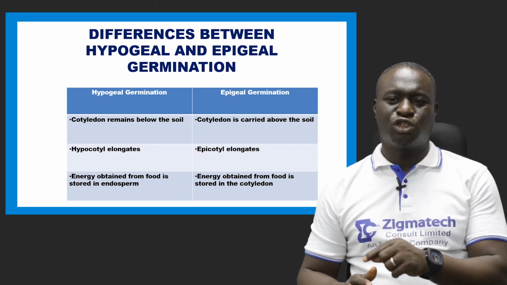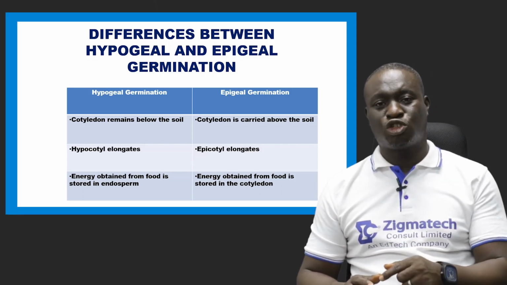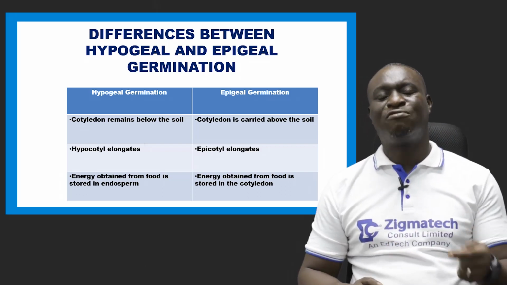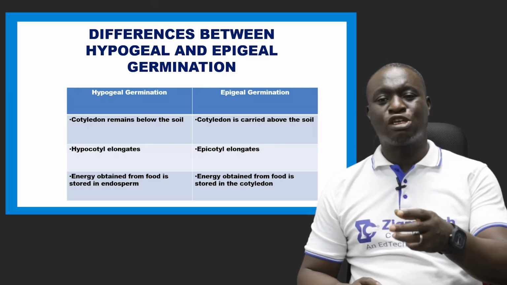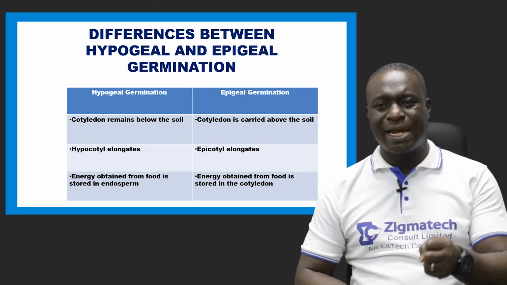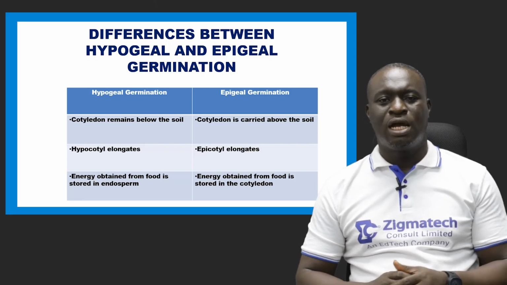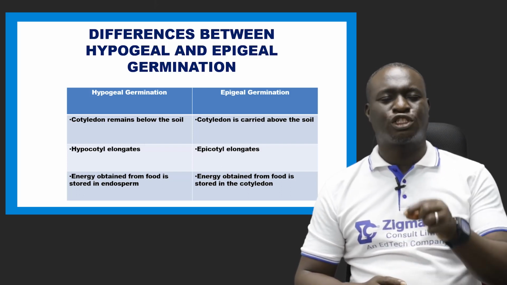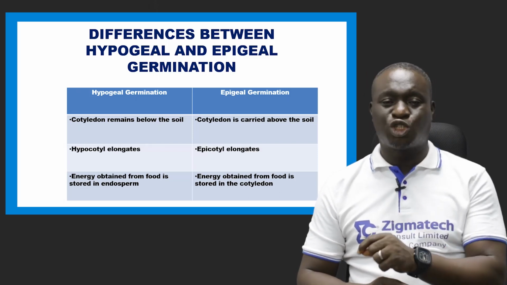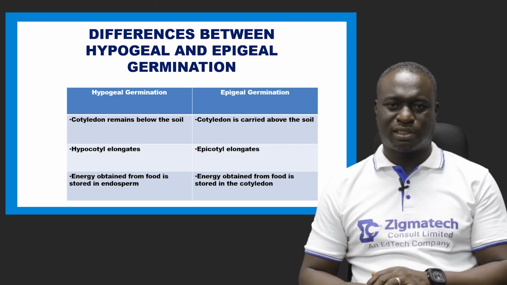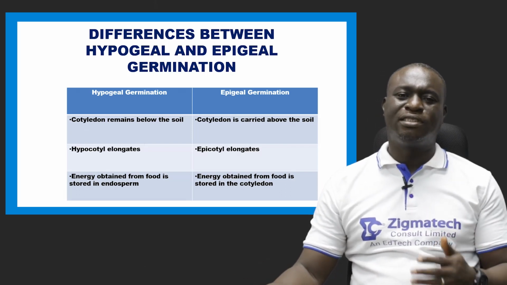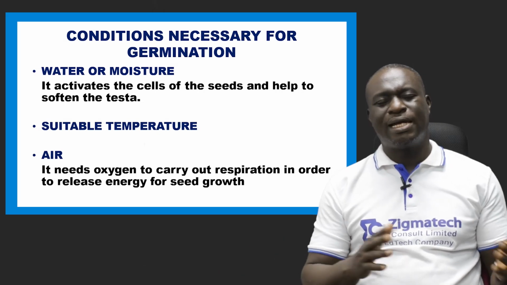Another thing we notice as a difference is that the energy obtained from the food is stored in the endosperm. Remember I told you in hypogeal germination, mostly monocotyledonous plants, for which we gave an example, the corn seed, they have the endosperm, and this endosperm is used by the embryo as food to obtain what? Energy. But in epigeal germination, the energy that is obtained from the food is stored in the cotyledon and not in the endosperm, because there is an absence of endosperm in epigeal plants or dicotyledonous plants. Okay, so these are three main differences between epigeal and hypogeal.